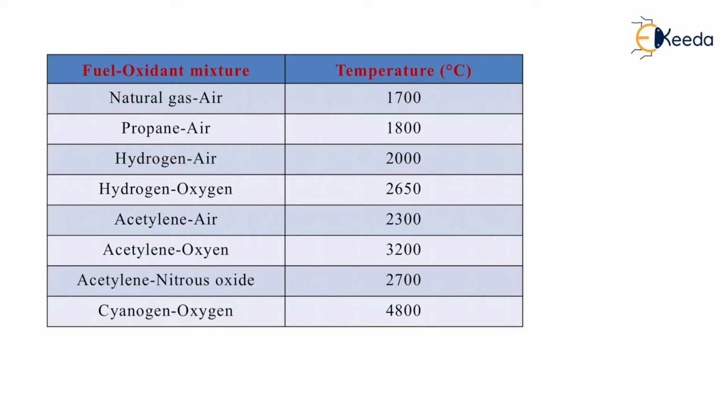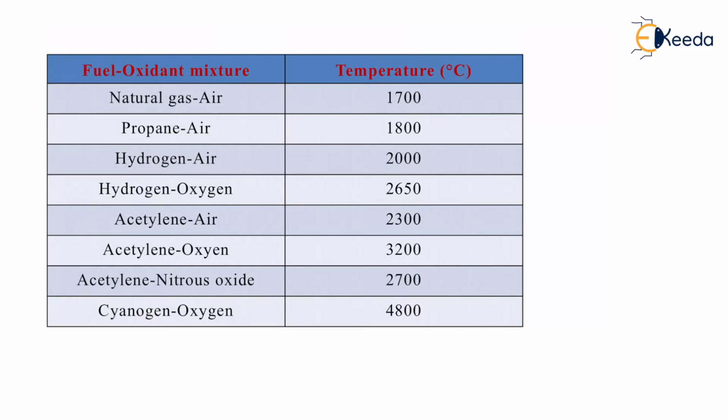The first we have is natural gas. This natural gas uses normal air, a mixture of different gases, as the oxidant. When both of these combine, we have to provide a certain temperature, and the temperature maintained is 1700 degrees Celsius.